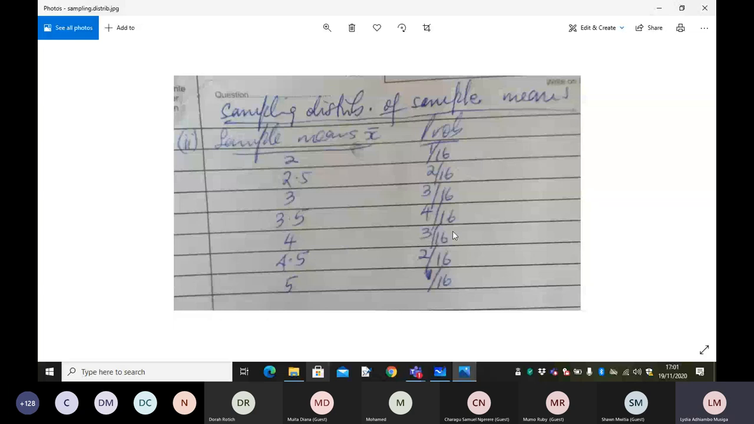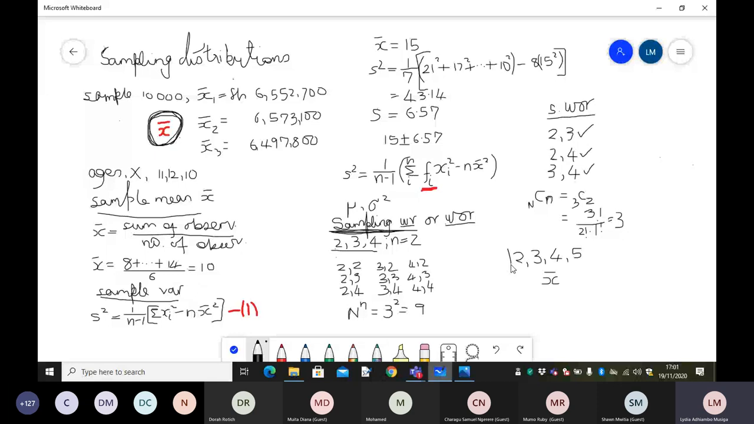So I'll just give you an exercise from what we have done. In the exercise, you can obtain the samples and the sampling distribution of the sample means, but now you draw the samples without replacement. What I'm saying is that from this population of 2, 3, 4, 5, now draw samples without replacement and then obtain the sampling distribution of the sample means. So you'll go through the same steps. The only difference is that now you are considering the case for WOR, not WR.